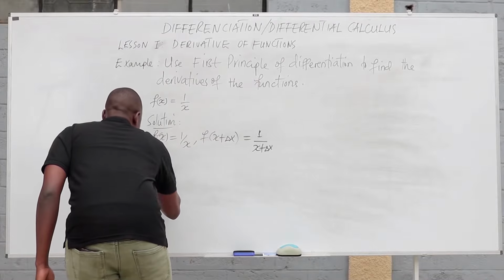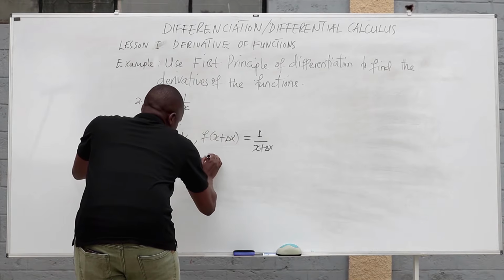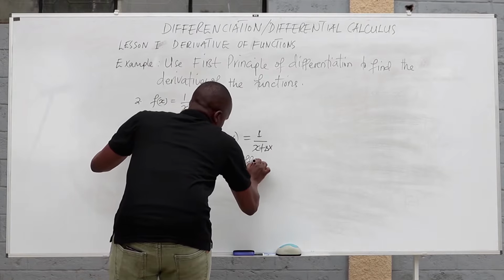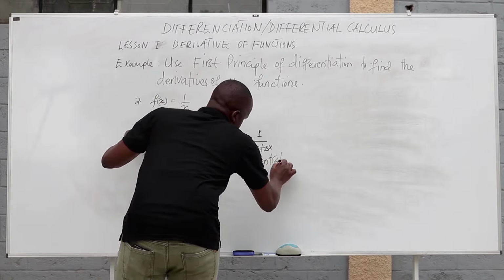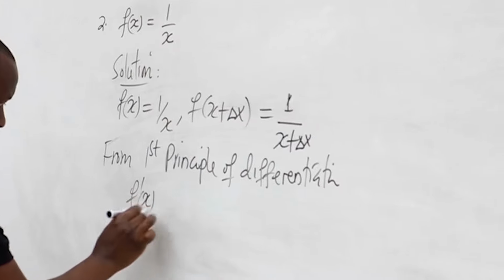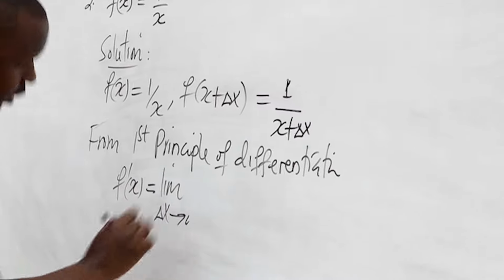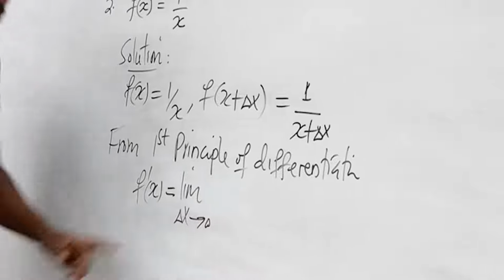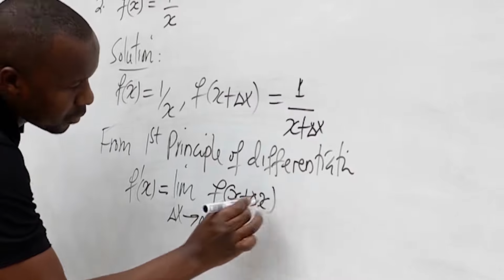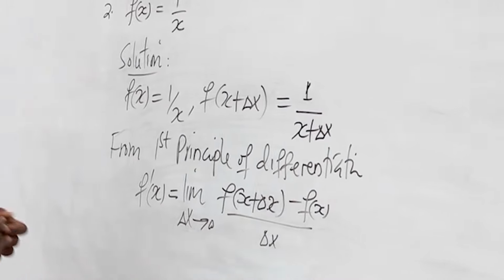Now from the first principle of differentiation, which states f prime of x goes to the limit as change in x approaches 0 of f of x plus change in x minus f of x, divided by the change in x.